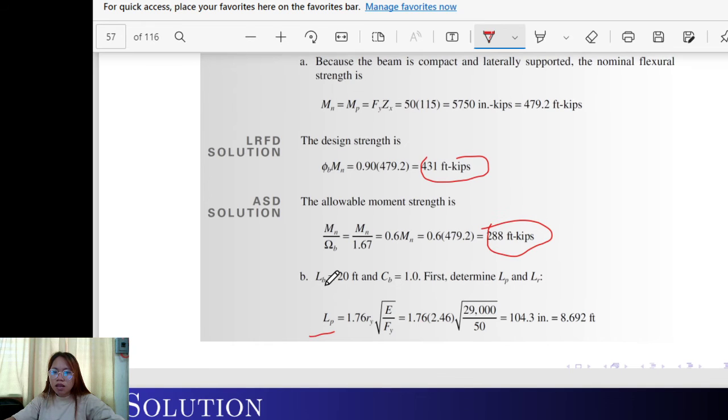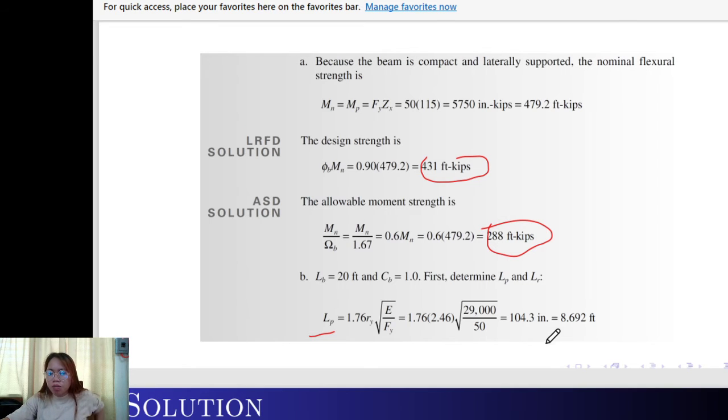So to do that, L sub p, as discussed in the previous slides, is equal to 1.676 r sub y times the square root of E over F y. The radius of gyration can be found in the table, in Part 1 of the manual, Table 1-1. For W14 by 68, r sub y is equal to 2.46.